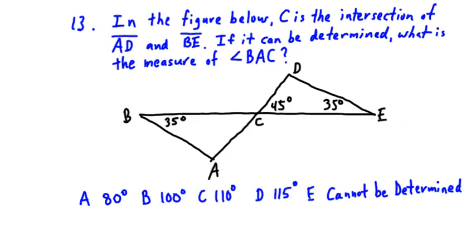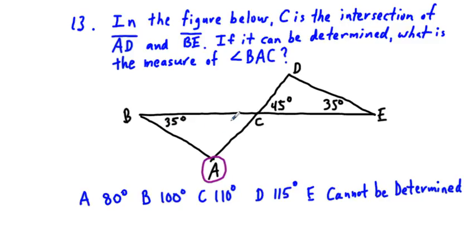Next problem, 13. The figure below, C is the intersection of line segment AD and line segment BE. If it can be determined, what is the measure of angle BAC? We're trying to find this angle here. It ends up being angle A right here, BAC, starting at B, the center one is A. And so to do that, we only have one angle inside this triangle.